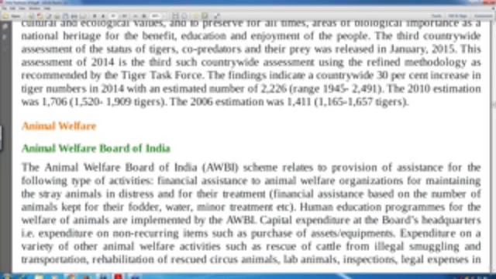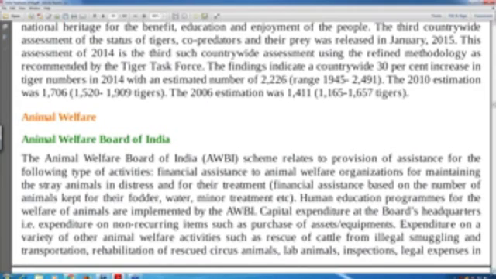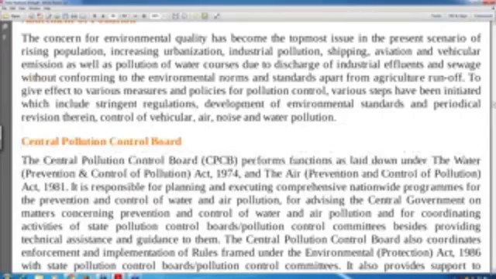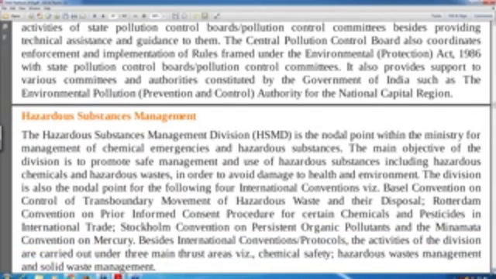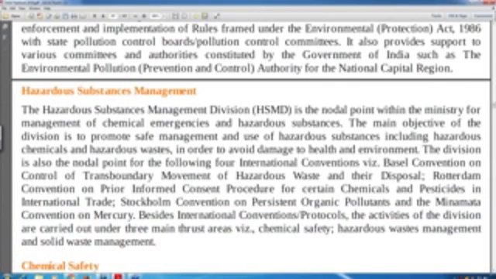Then please open page number 334. Can you see hazardous substances management? Right? So you have the Hazardous Substances Management Division. It comes under the ministry for management of chemical emergencies and hazardous substances. The main objective of the division is to promote safe management and use of hazardous substances.